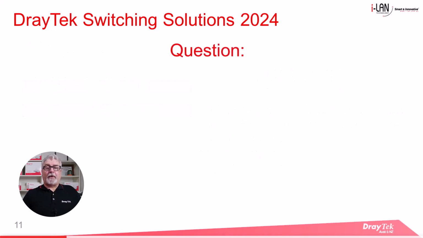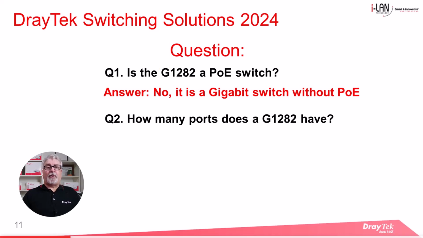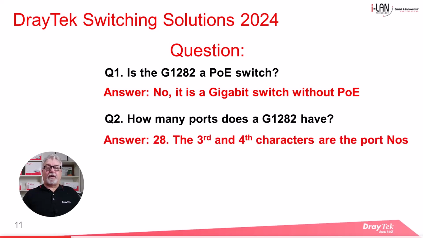Okay, so knowing what we now know, let's take a look at the G1282 VigorSwitch. Firstly, is it a PoE switch? No, we can see from the first character that it's a gigabit switch and it doesn't have PoE. If it did, that first character would be a P. How many ports does it have? For that, we look at the third and fourth characters and we can see it has 28 ports.